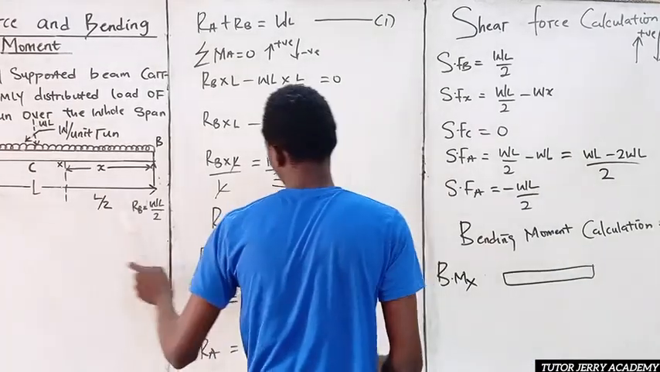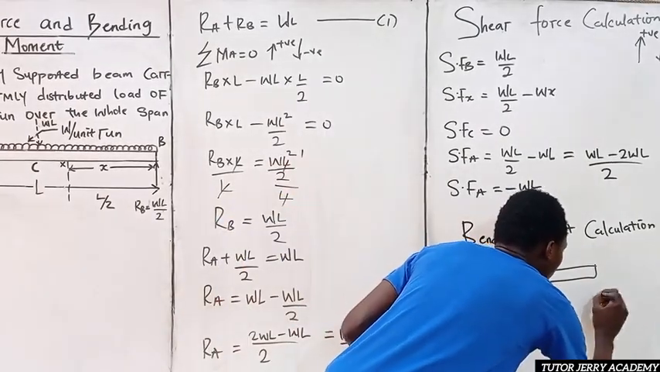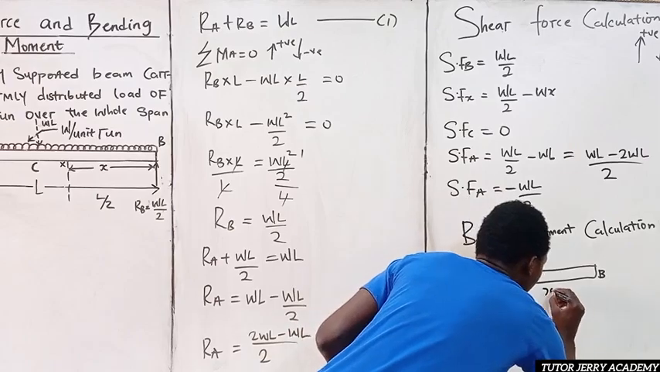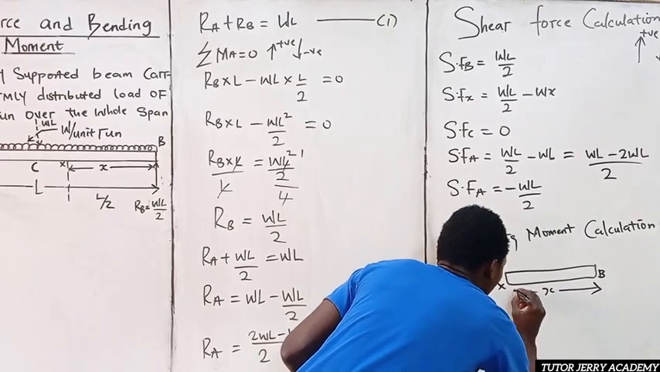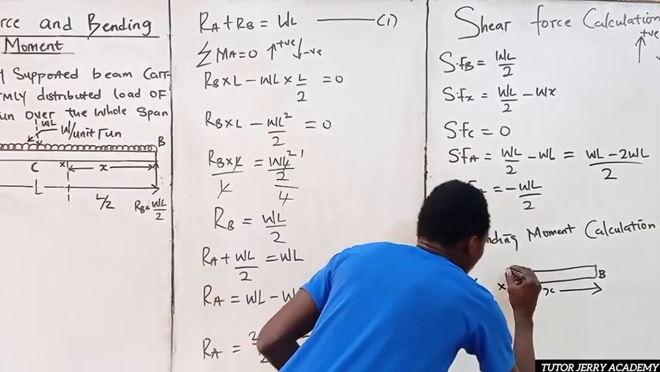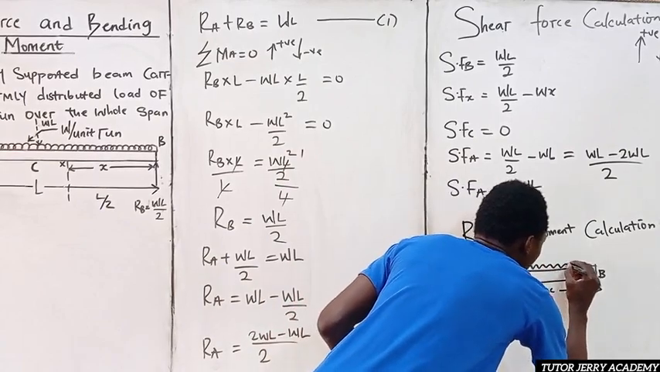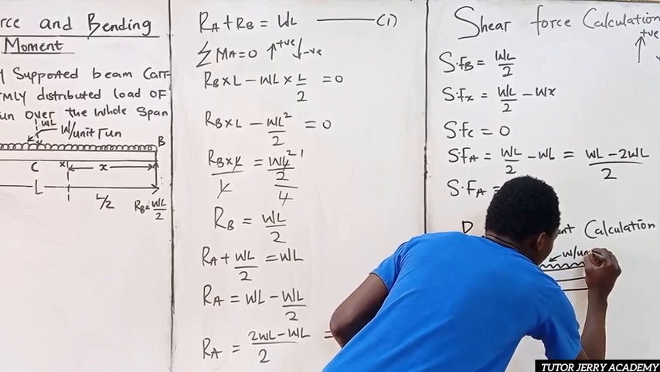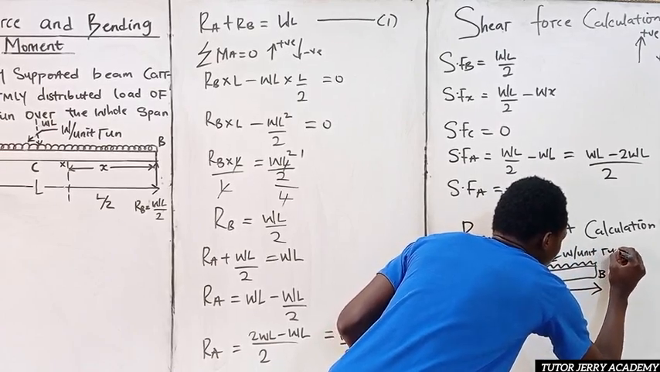Let's take this to be our beam. We have this here to be W, we have here to be X, and we have the total length to be L. We have a uniformly distributed load over the span, which is W per unit run.